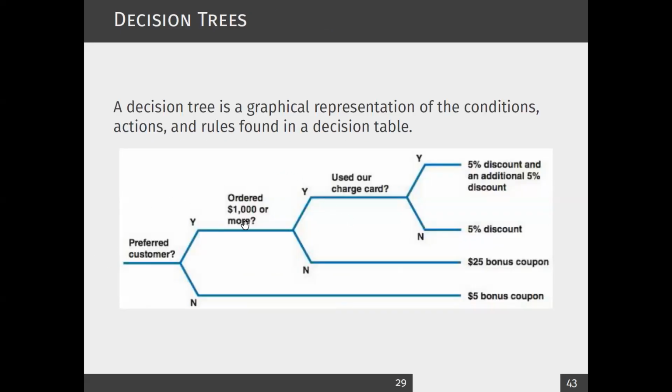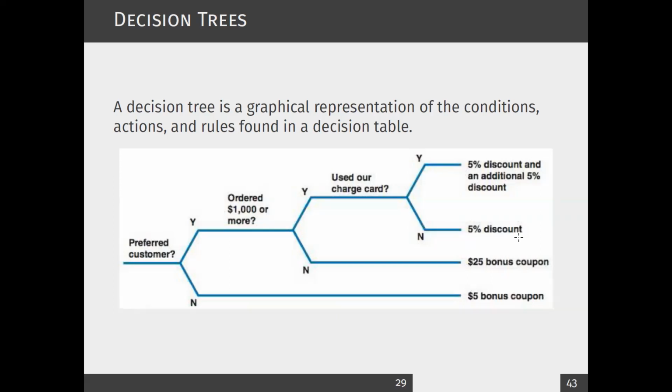There are a few things we need to check. We check first whether it's a preferred customer. If you are not a preferred customer, then definitely you will get the $5 bonus coupon. If you're a preferred customer, we check whether you order 1,000 or more. If yes, you have a few more things to check. If no, that means if you do not order 1,000 or more, then it's the $25 bonus. Next, whether they have used their charge card. If yes, then 5 plus 5, a 10% discount. If they have not used the charge card, then you have a 5% discount.